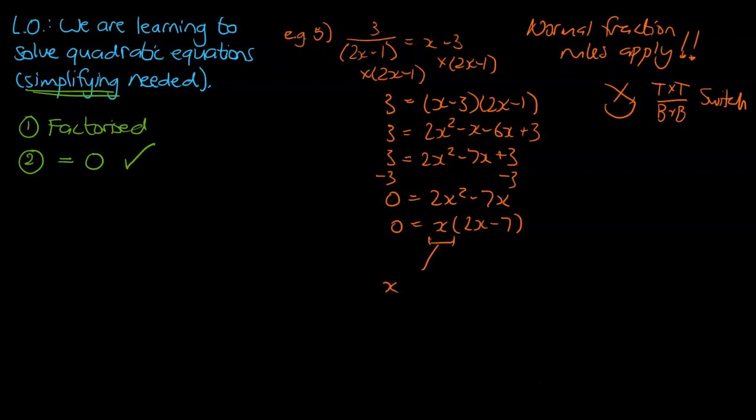There's our first bit. So our first answer is solved straight away. If x is equal to 0, that equation is true. And our second split, 2x minus 7 equals 0. So we're going to go plus 7, plus 7. 2x equals 7. Divide by 2, divide by 2. Our second answer is x is equal to 7 over 2.